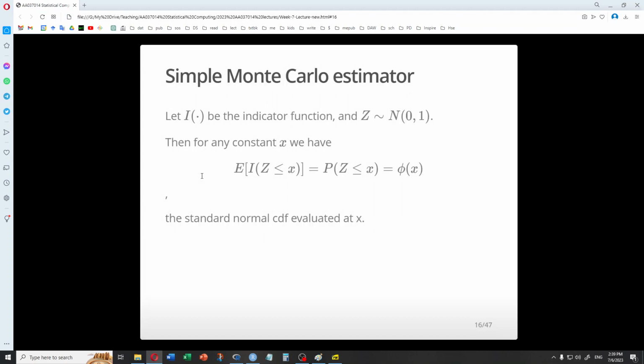So now let us consider when we deal with indicator functions like this one. We let I be the indicator function, and z from the normal distribution, where z is normally distributed with mean 0 and standard deviation 1. Then for any constant x, we have the expected value of this indicator function when z is less than or equal to a certain value of x.